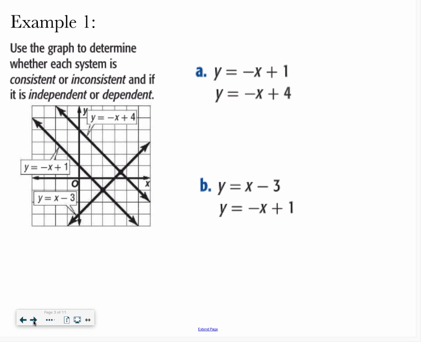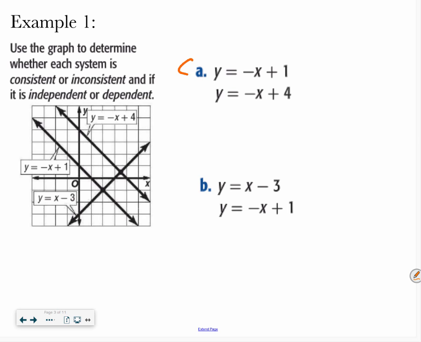So let's look. Example 1: use the graph to determine whether each system is consistent or inconsistent. Okay, so do they intersect? Do they not intersect? And is it independent or dependent? Is it two separate lines or is it the same line? Okay, that's basically what that question is asking.